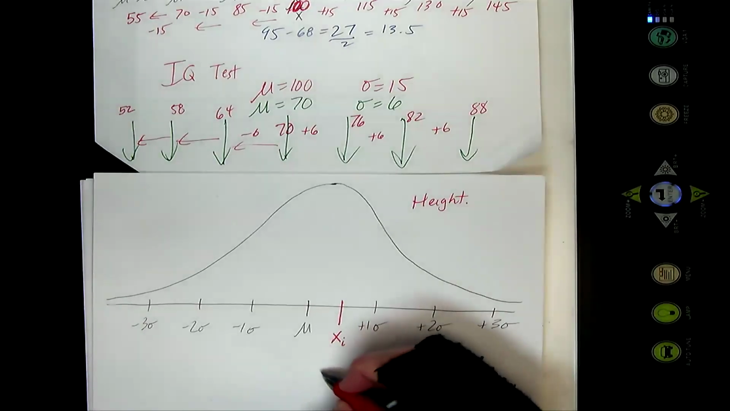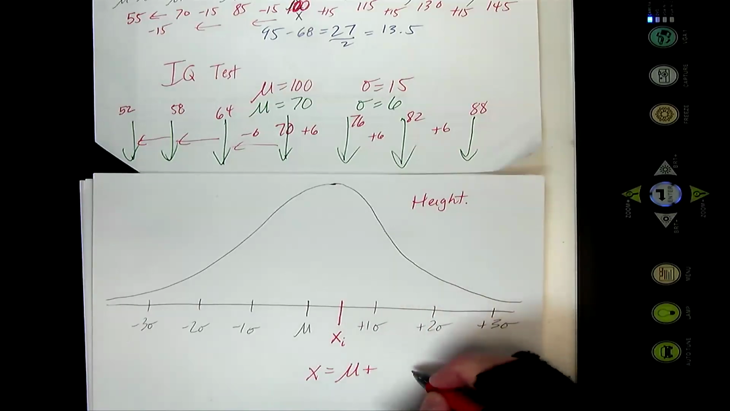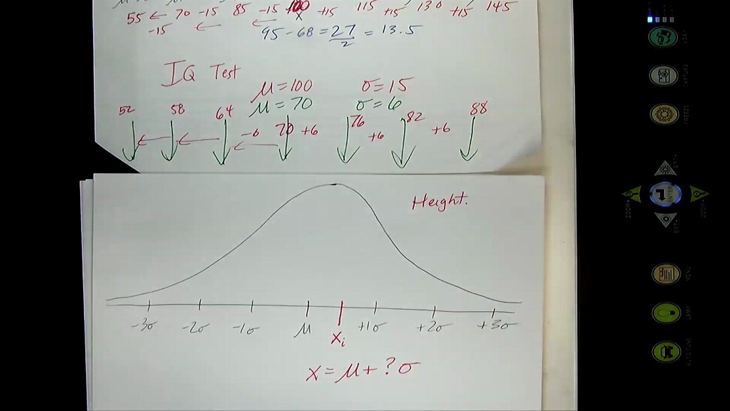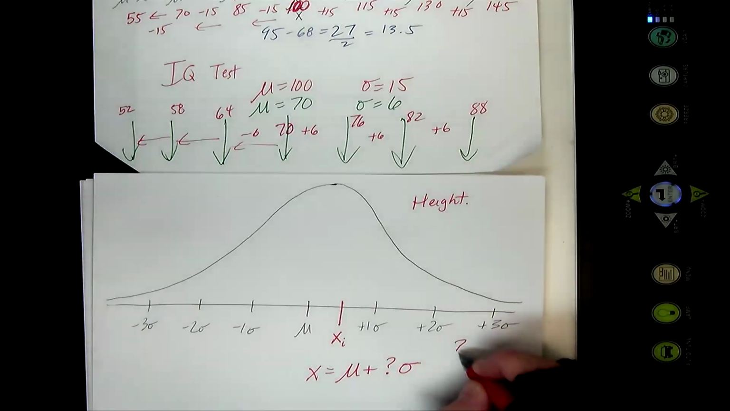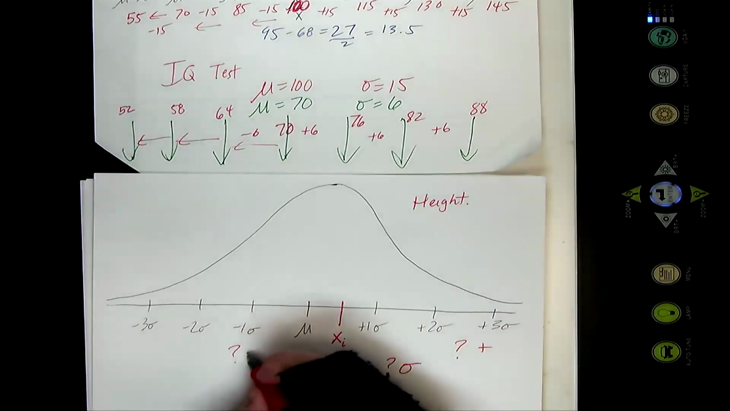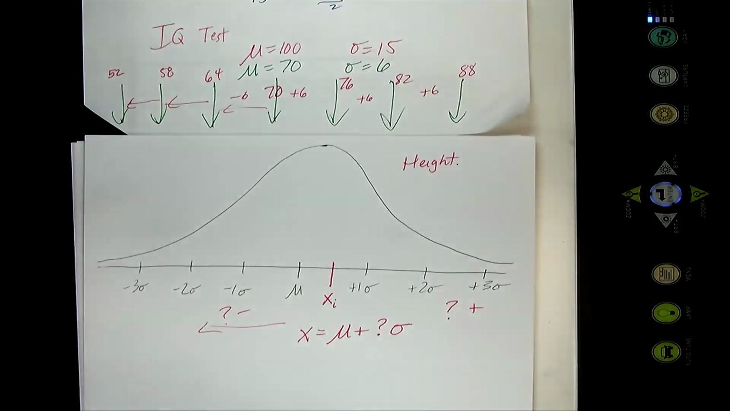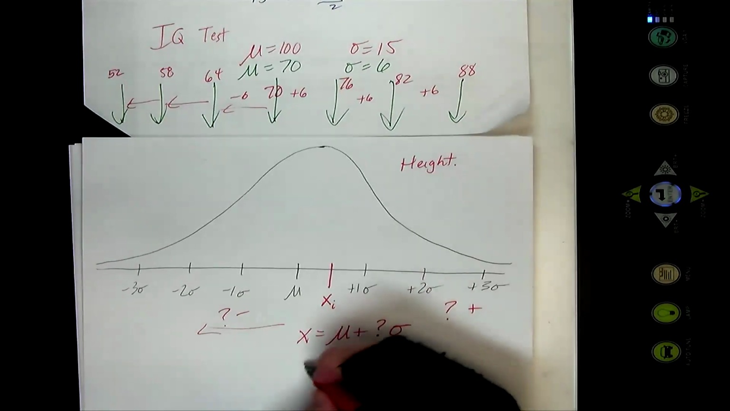I can write this X as mu plus some question mark number of deviations away from here. Now, question mark could be positive if it's to the right. Over here, question mark would be negative because it's to the left. But they don't like using question mark, they like using Z.